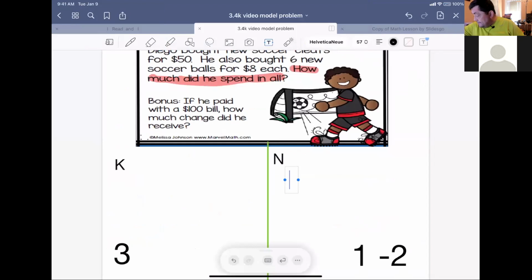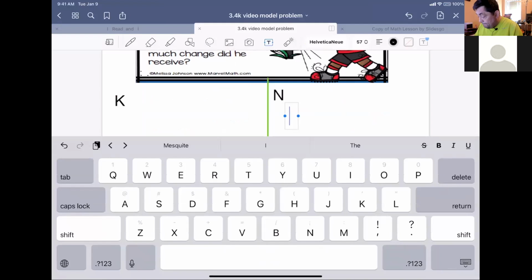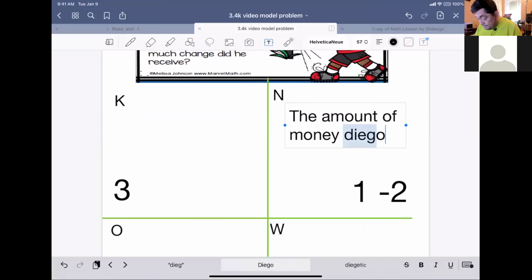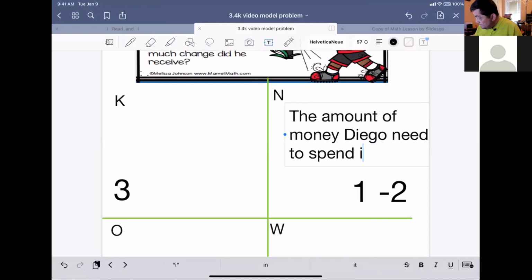When we type the answer statement, the answer statement will be: the amount of money Diego needs to spend in all is. And this is our answer statement. We need to find how much money he spent in all of this.